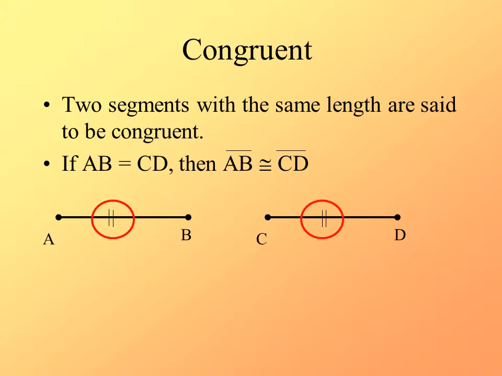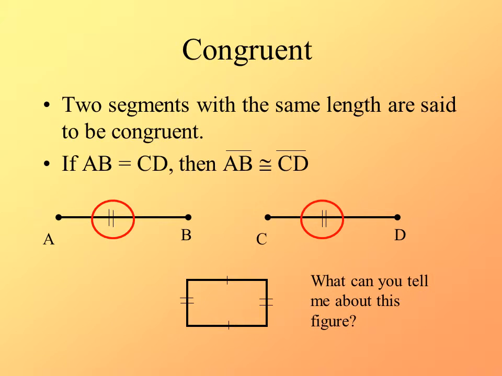So if AB equals CD, then segment AB is congruent to segment CD. This little equal sign with the little tilde on top is the symbol that we use to show that two things are congruent. So if I have a figure like this, I drew a quadrilateral and I put some tick marks on it. This shows that the opposite sides are congruent. So the top and the bottom are congruent, and the right and the left side are congruent.